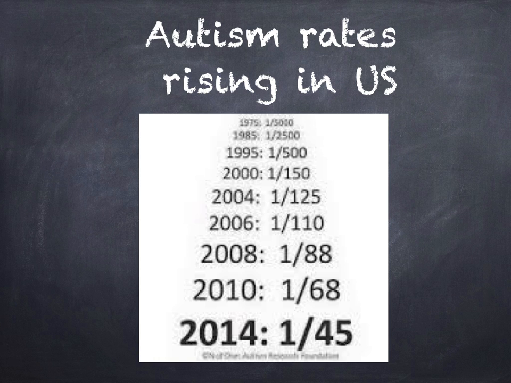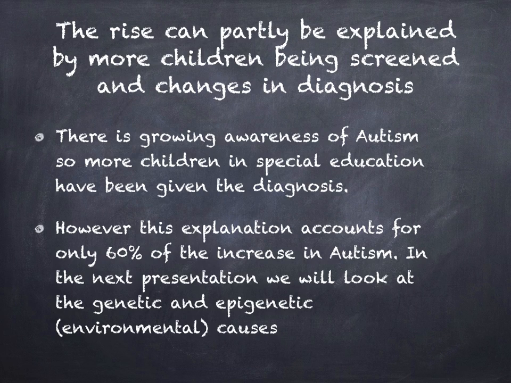If we look in the next presentation, autism rates are rising in the US. You can see here in 1975, 1 in 5,010 children were diagnosed with autism, and that gradually increased throughout that time. You can see right the most recent figures in 2014, 1 in 45 children were diagnosed by the Center of Disease Control there. So what are possible reasons for this increase?